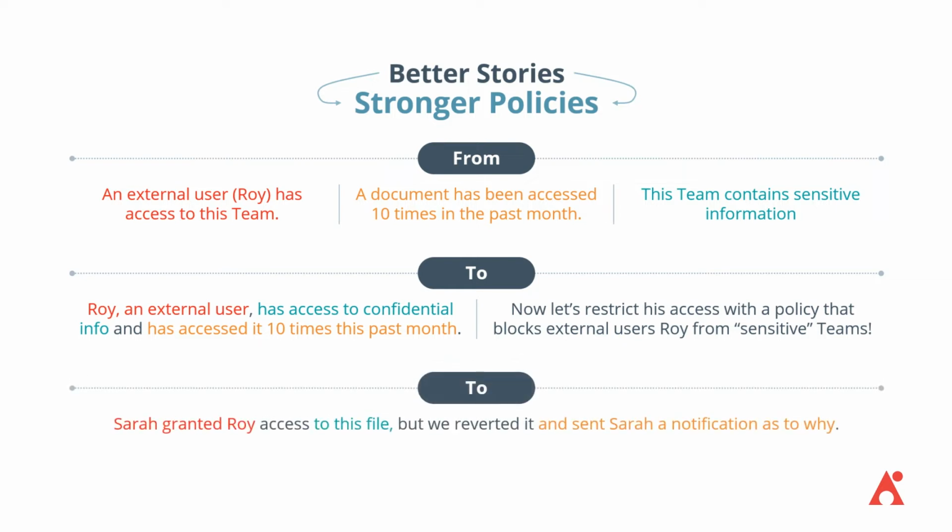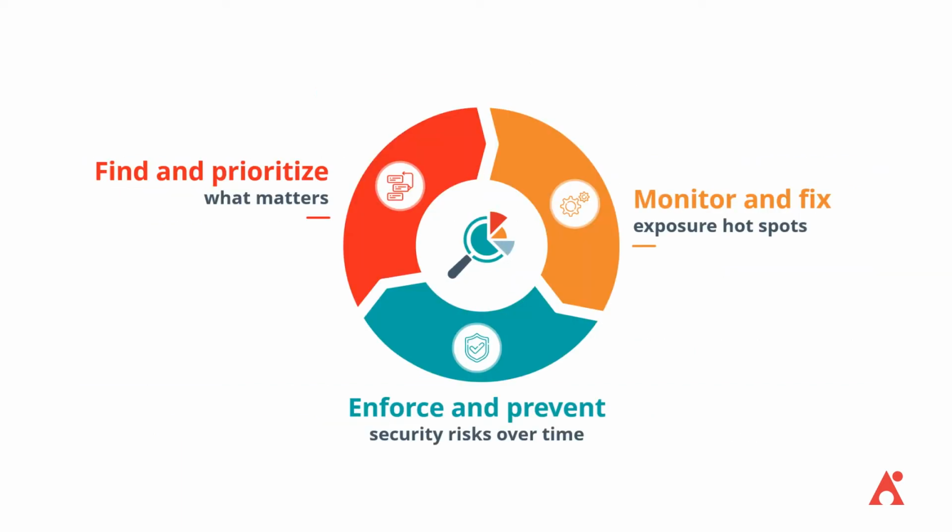Sarah has now granted Roy access to the file, but we automatically reverted it to our predefined company policy and sent Sarah a notification as to why we made this change. As a service, we're going to build policies moving forward that will not allow external users to have access to this sort of sensitive information. It's good to surface information. It's better to fix it when you find it, but it's best to be able to proactively prevent it in the future. As an MSP, your business is all about scalability.